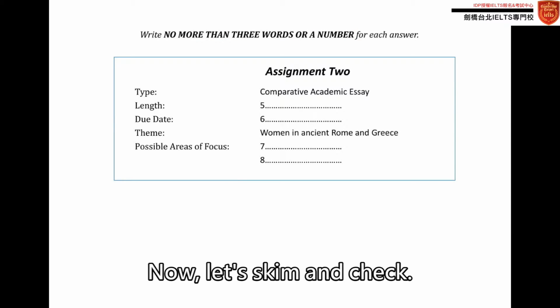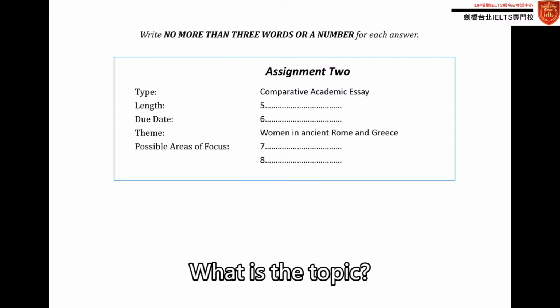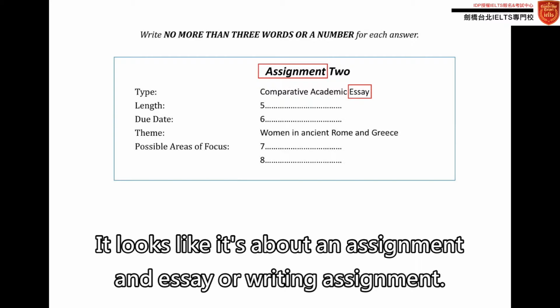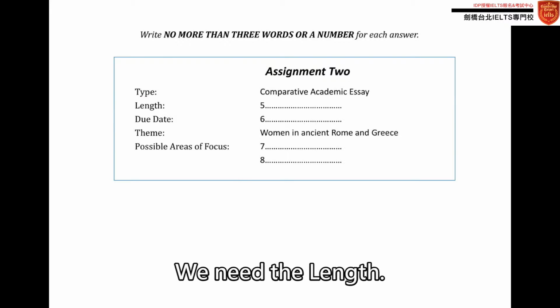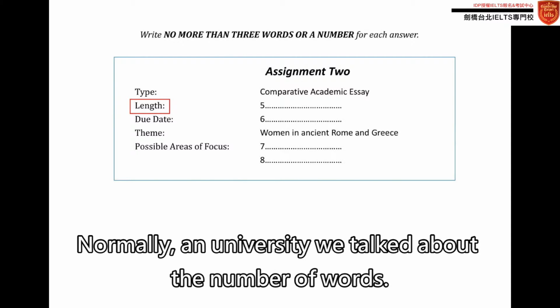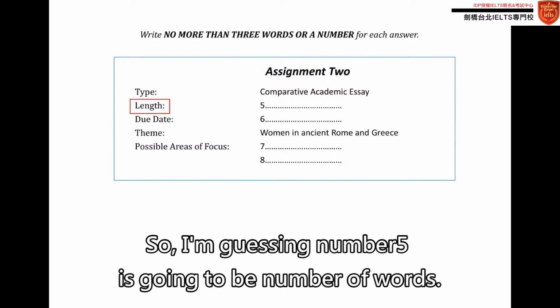Okay, now let's skim and check what is the topic. It looks like it's about an assignment, an essay, a writing assignment. And they've given us the things that we need. We need the length, okay? Normally in university, we talk about the number of words. So I'm guessing number 5 is going to be number of words.